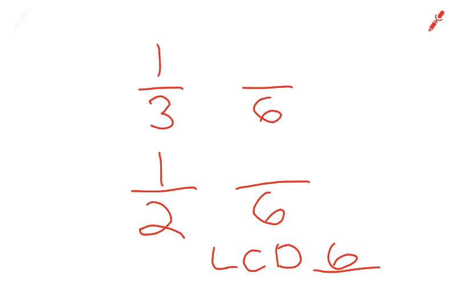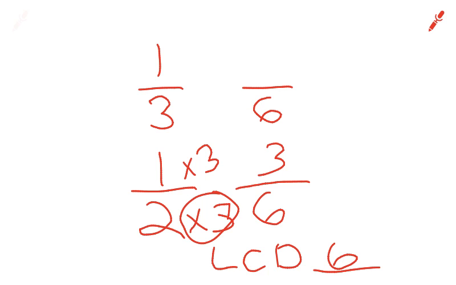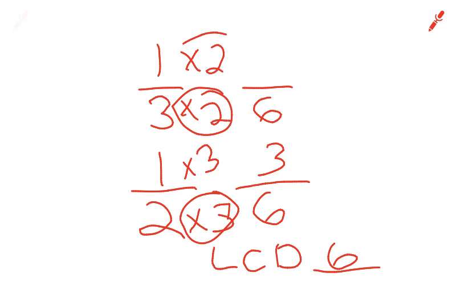Let's also finish this. 2 times what equals 6, Caden? 3. So if we do times 3 right here, we need to do times 3 above it. And that will give us 3. 3 times what equals 6 here? 2. So if we do times 2 here, we're going to do times 2 here. That gives us 2.